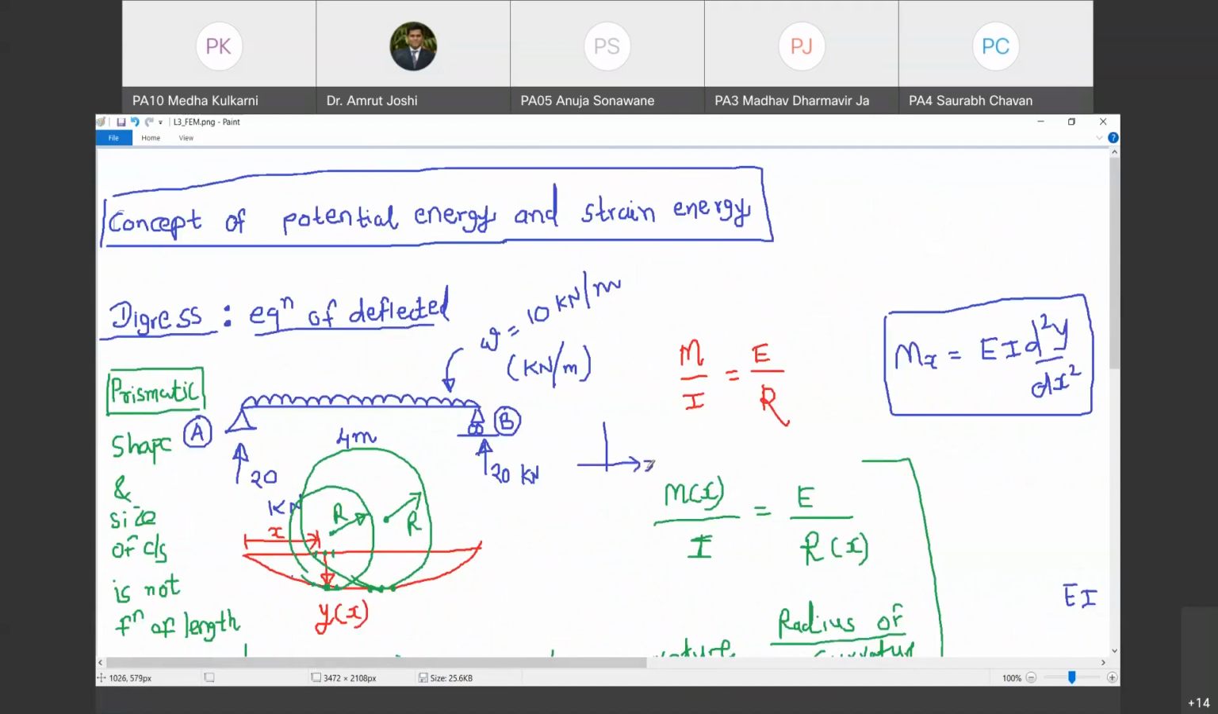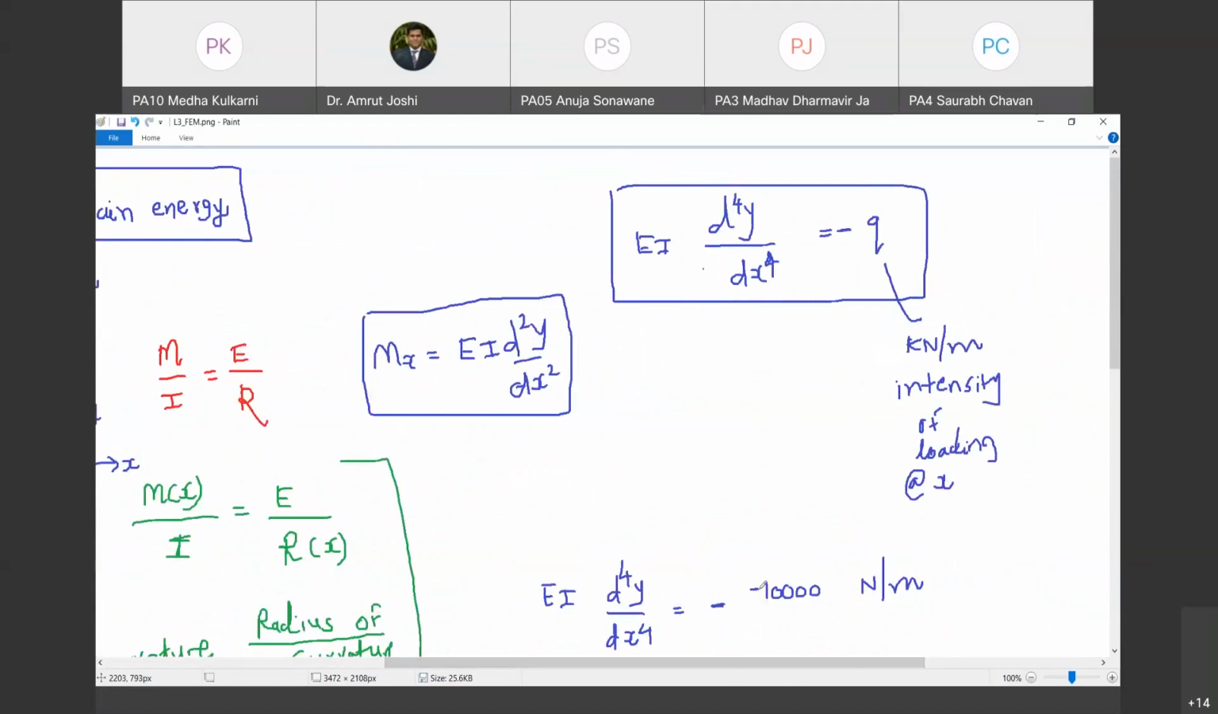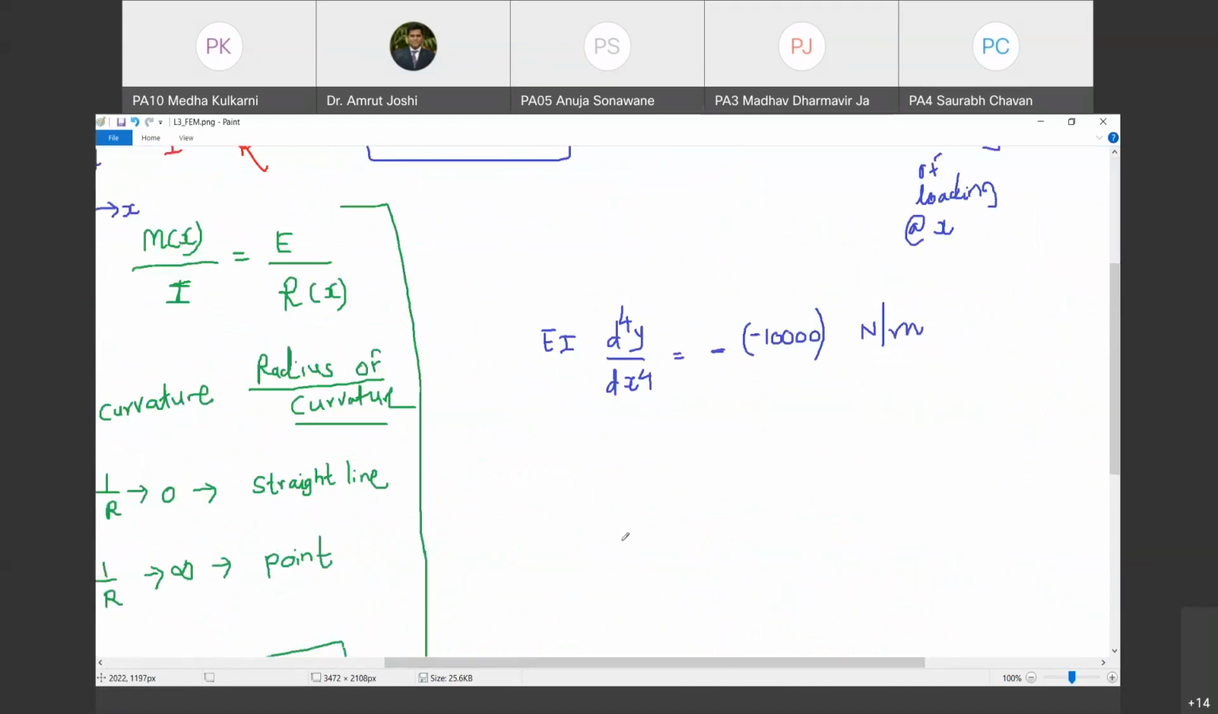But this 10,000 itself, which direction is positive? This is x positive, this is y positive. But this 10,000 is in downward direction. So I will have to add a negative sign here. Do you agree? Yes, sir. So what is the governing differential equation that I am going to have? EI d4y by dx4 is equal to 10,000. Do you agree with me? Yes, sir. Newton per meter.